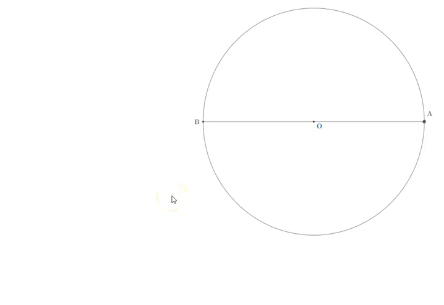Let us look at proposition number 3 of the works of Archimedes, specifically from Measurement of a Circle. The proposition says the ratio of the circumference of any circle to its diameter is less than 3 plus 1 by 7, but greater than 3 plus 10 by 71.